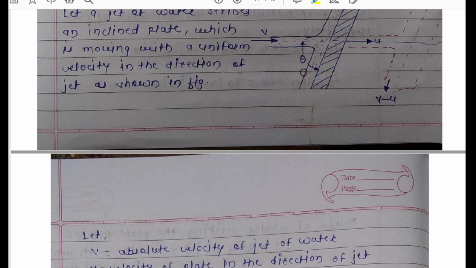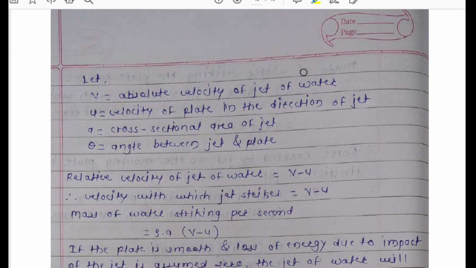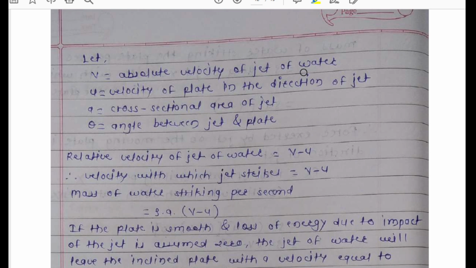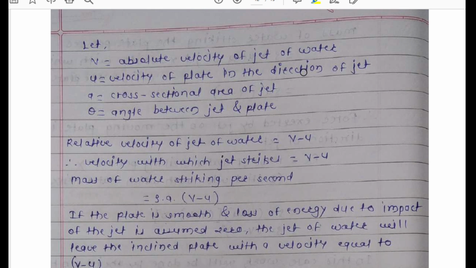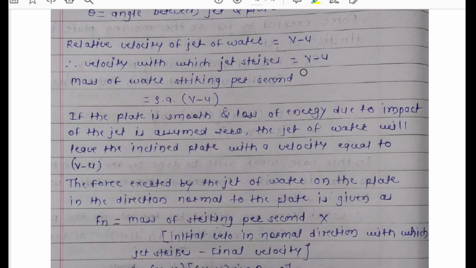These things you have already studied in the stationary plate phenomenon. Here I have listed that v is the absolute velocity, u is the velocity of plate, theta is the angle between jet and plate, and cross sectional area of jet is a. Now, mass of water striking per second is rho a (v minus u).